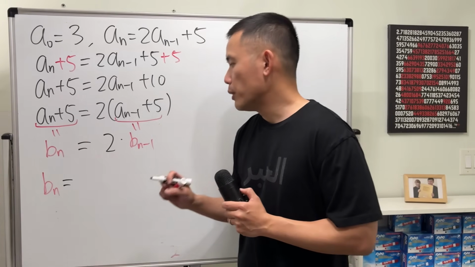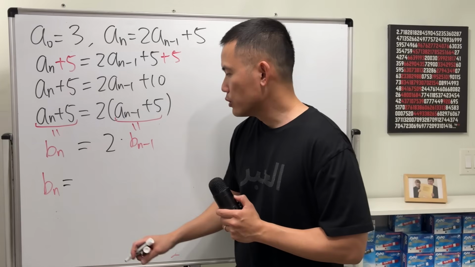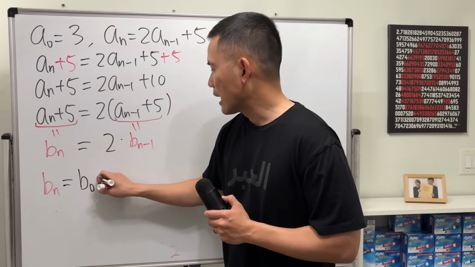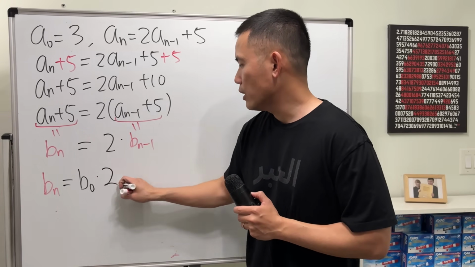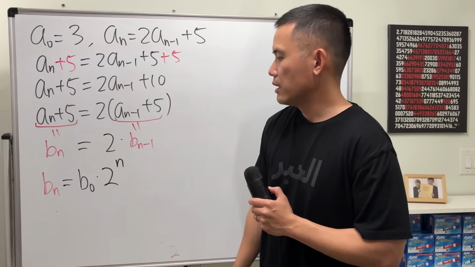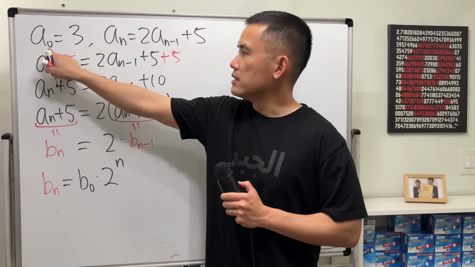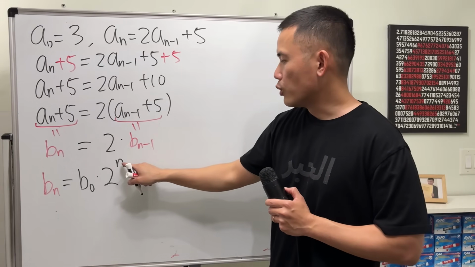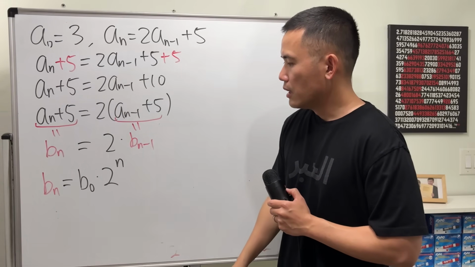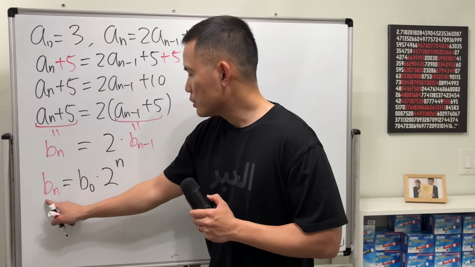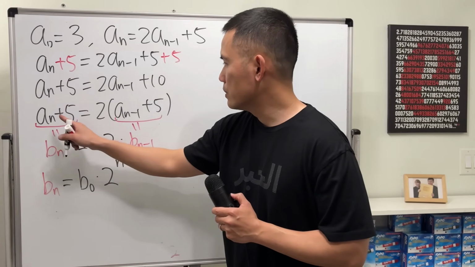When you have a geometric sequence, it's always going to be the first term, which is b0 times the common ratio. Here we have the 2 raised to the power of n. Here we use n because we started at 0. If this is starting at 1, then right here will be n minus 1. But anyways, this is pretty much it. And have a look. bn is what? bn is just equal to that.